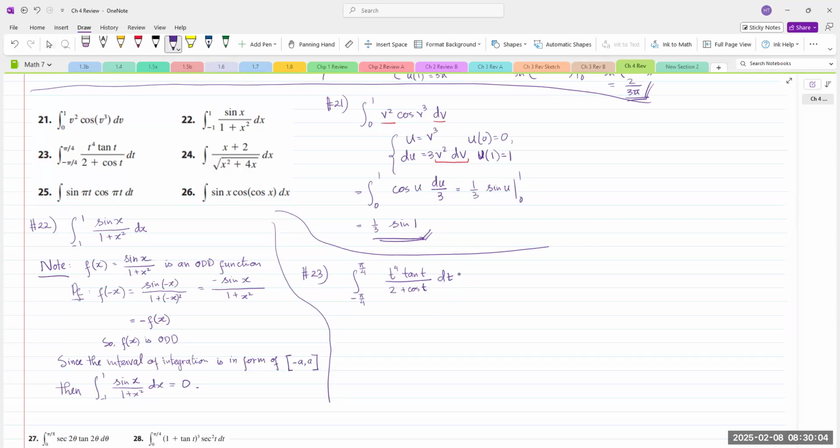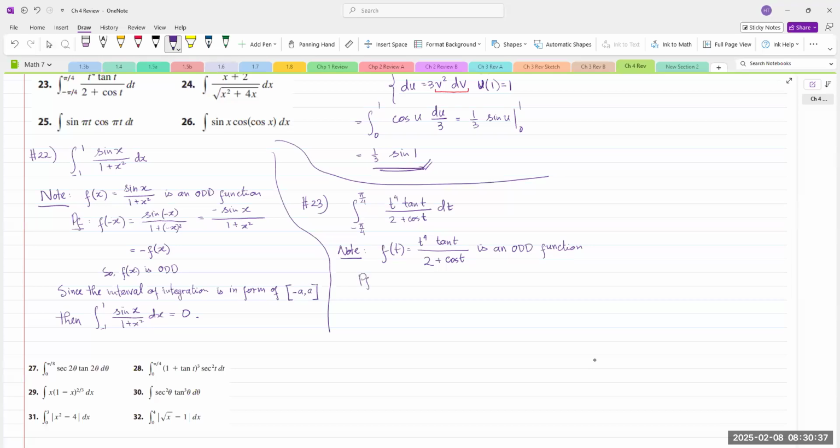Okay, so let's see. Note, let's take a look at f(t) equals t to the fourth tangent t over 2 plus cosine t. t to the fourth is an even function, tangent t is odd, so the top is odd, right? And 2 plus cosine is an even function. So odd divided by even becomes an odd function. Okay, and then you show that f(-t) equals negative f(t).